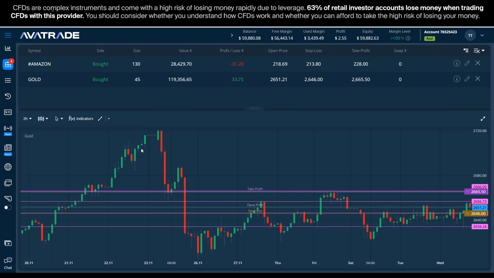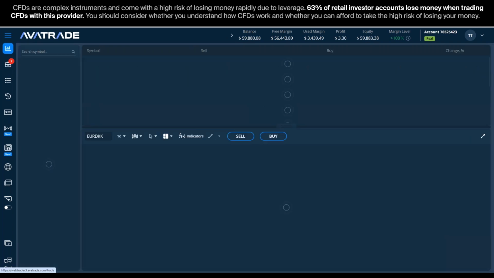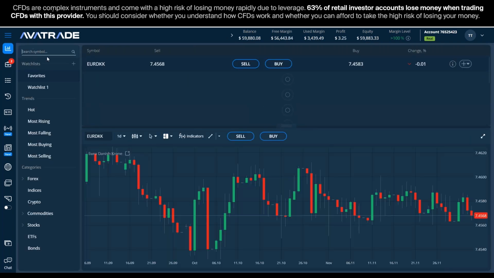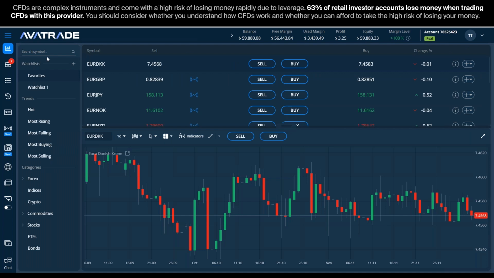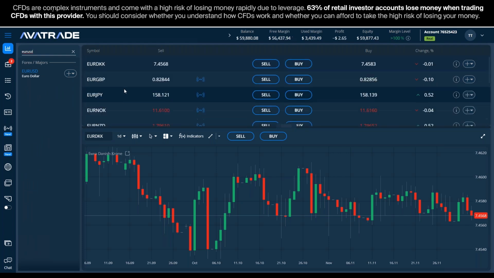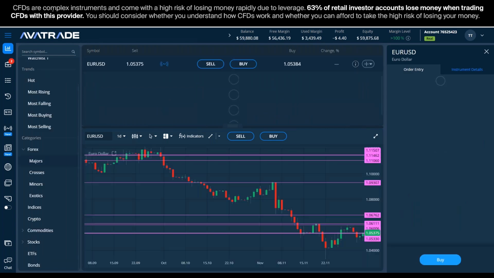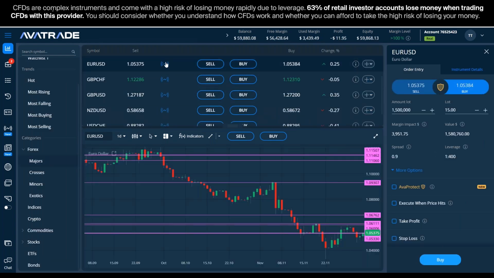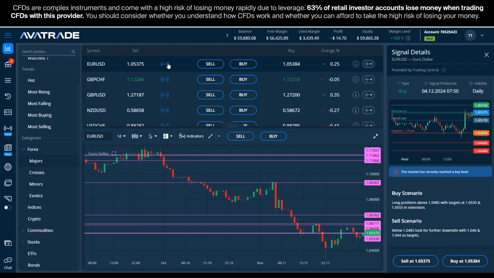Okay, we could take a look maybe at one more instrument. Maybe a currency pairing. If there's reason for the USD to be weak, we could look at something like the Euro USD. There is a signal we could look at. Again, not surprising, right? A buy signal.